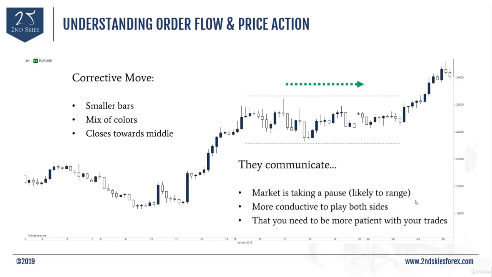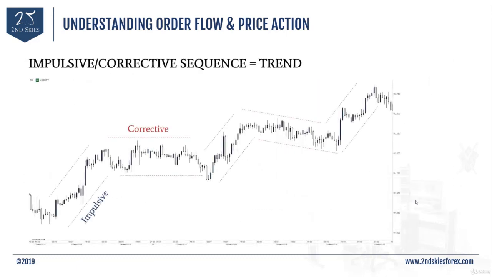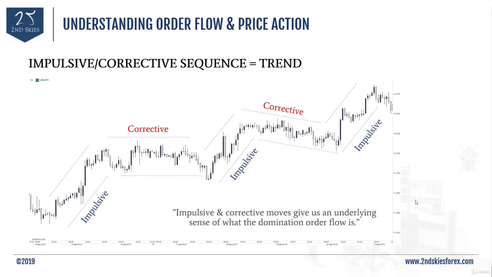Now, before we move on, it's important to understand that impulsive and corrective moves tend to operate in a pattern. 75% of the time, an impulsive move is going to be followed by a corrective move, which is then going to be followed by an impulsive move, which continues in the same direction as the original impulsive move. So it's less likely that you're going to see a bullish impulsive move followed by a counter-trend bearish impulsive move. Much more likely is a bullish impulsive move going to be followed by a corrective move.